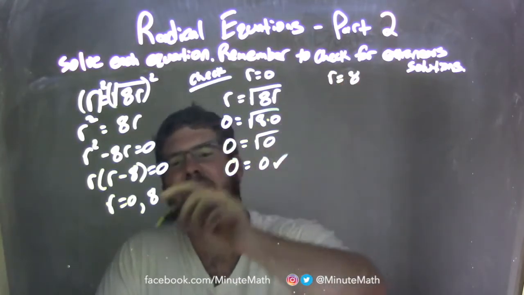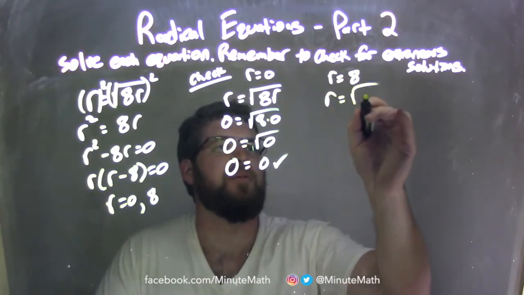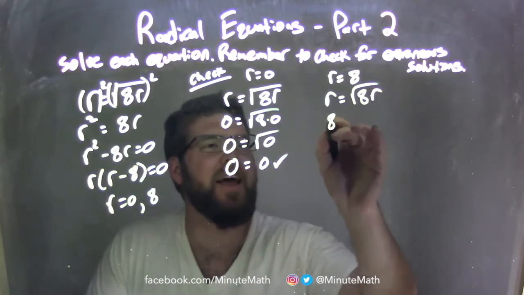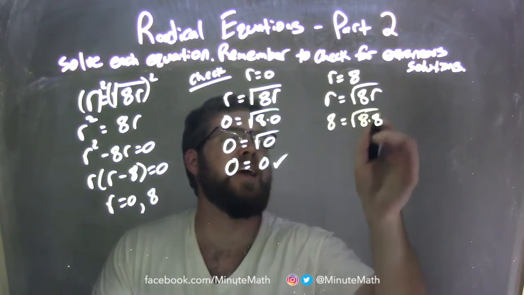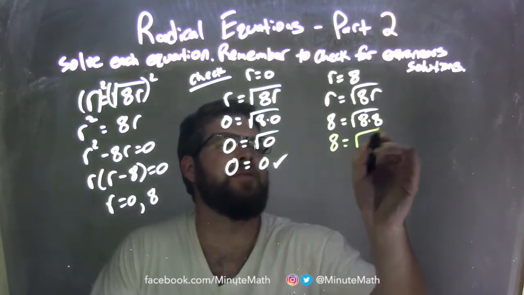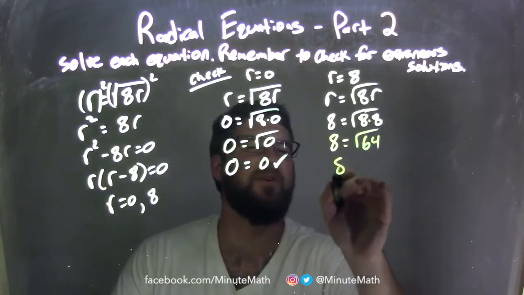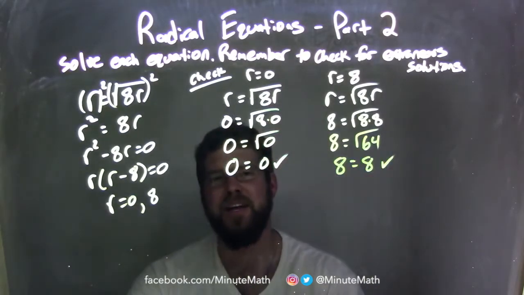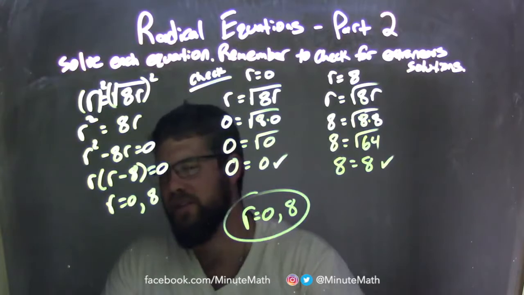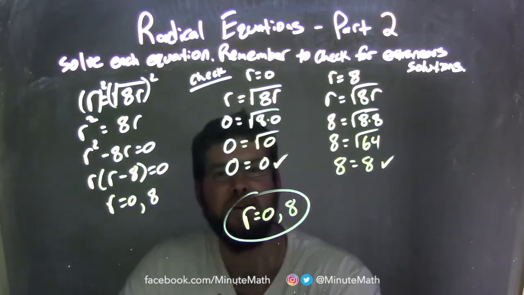So I have r equals 8 as the other one, and I have to check that too. Let's rewrite the equation: r equals the square root of 8r. Plug 8 in: 8 equals the square root of 8 times 8. 8 times 8 is 64, and the square root of 64 is just 8. So we have 8 equals 8. Left and right-hand sides are equal, which means both of these are true. No extraneous solutions here, folks. We have r equals 0 and r equals 8. Both are true, and we're good to go.